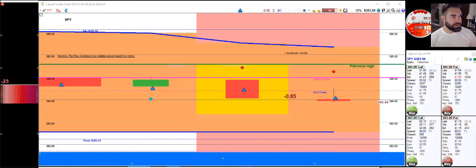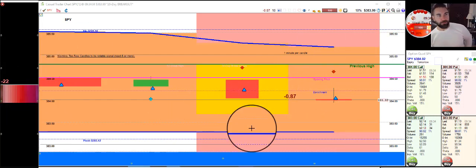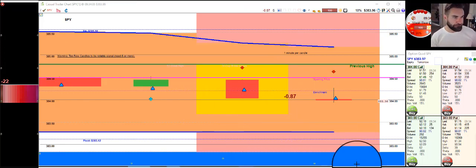Let's check out what SPY is doing. SPY is one of my primary market indicators. And we've got some red action early, some selling, but not too strong. So we'll see how that plays out.